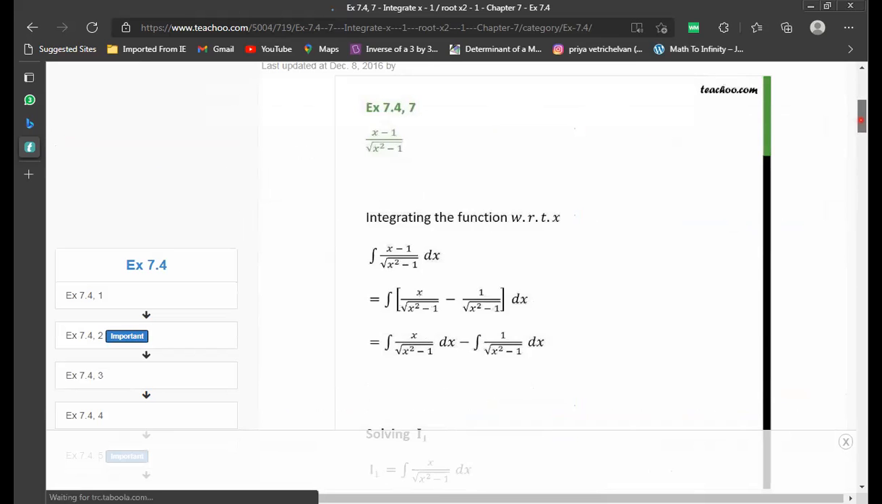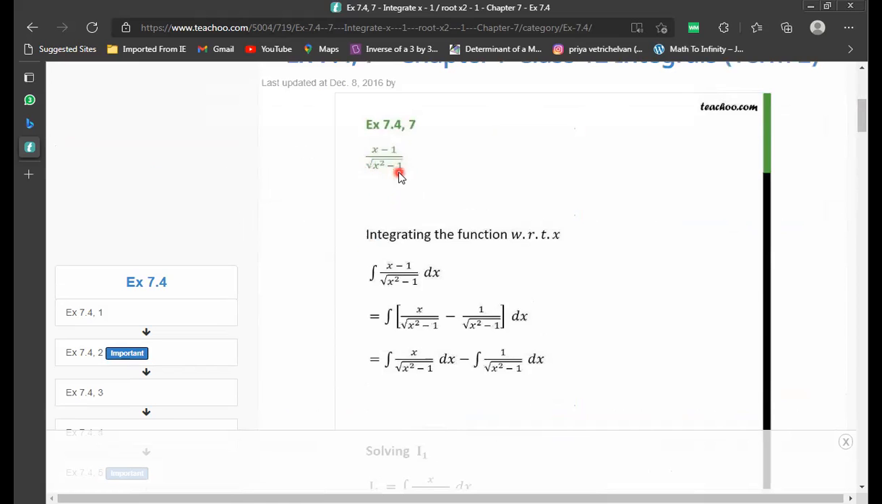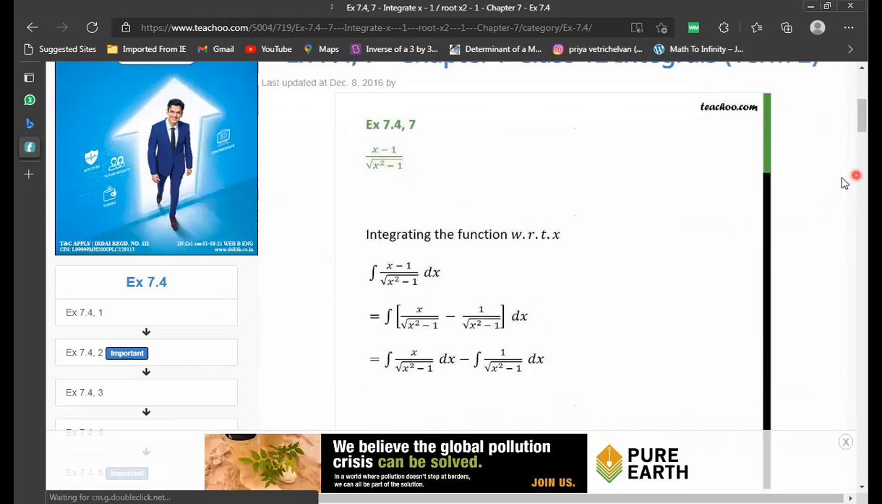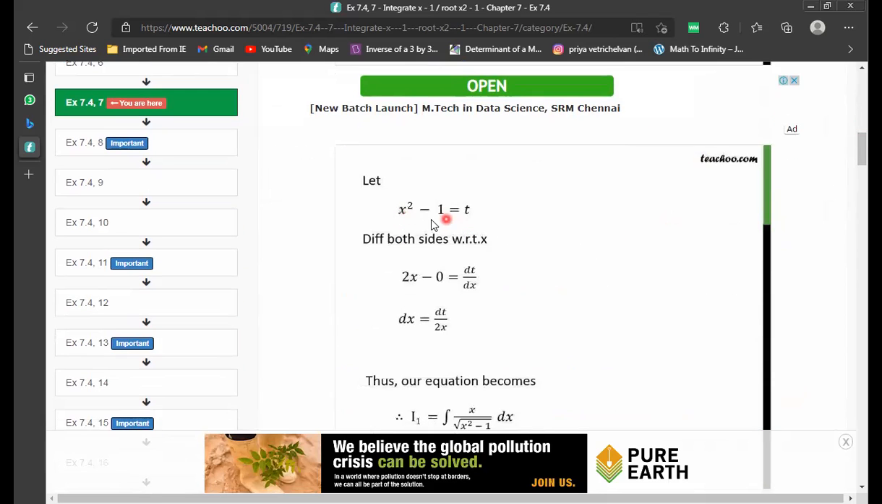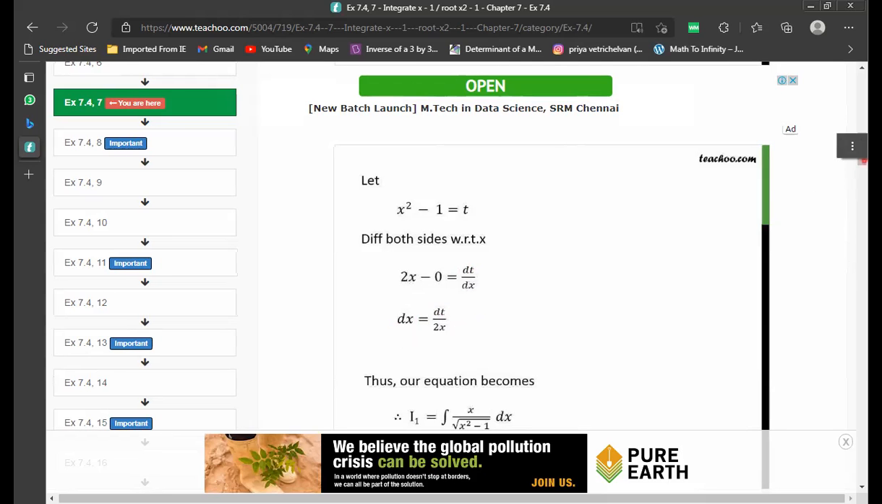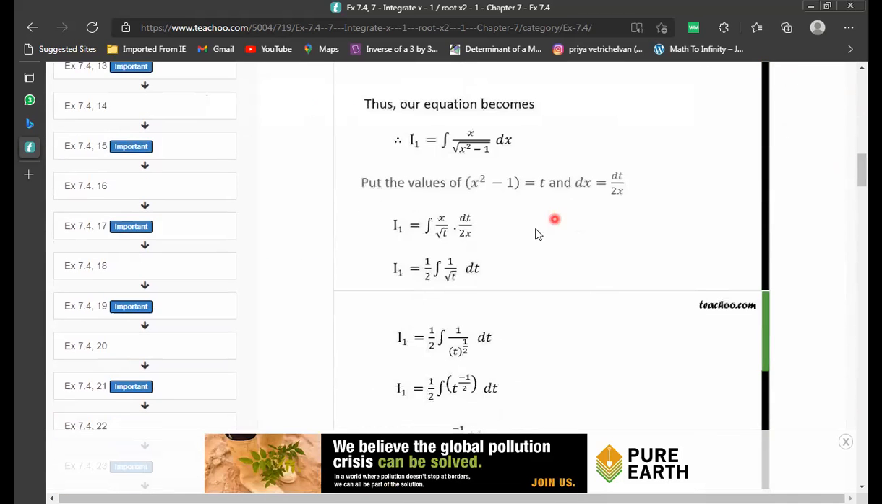x minus 1 upon square root of x square minus 1. The square root of x square minus 1, the denominator is common for both the terms. Split them. So let's solve it separately. Assume this is integrand 1, x upon square root of x square minus 1. Take the expression in the denominator, assume that is t. Differentiate both sides. We'll have 2x on the left side, and on the right side it's dt by dx, and dx can be written as dt by 2x. So now, putting the values, you can say x upon square root of t into dt upon 2x.